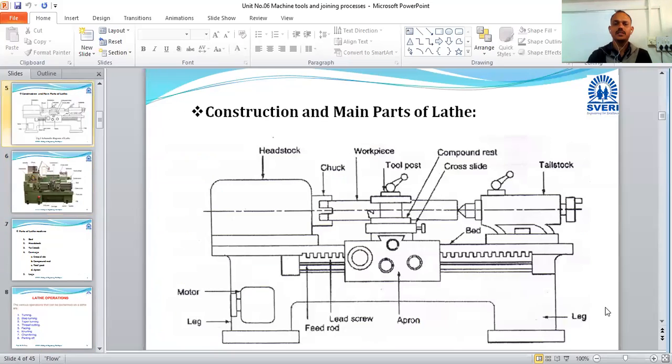So these are the different parts of the lathe machine, that is headstock, tailstock, legs, motor, apron, lead screw, feed rod, then chuck. There are two types of chuck, 3-jaw chuck and 4-jaw chuck. Then the workpiece is not part of the lathe machine. Workpiece is the component on which we are performing machining.